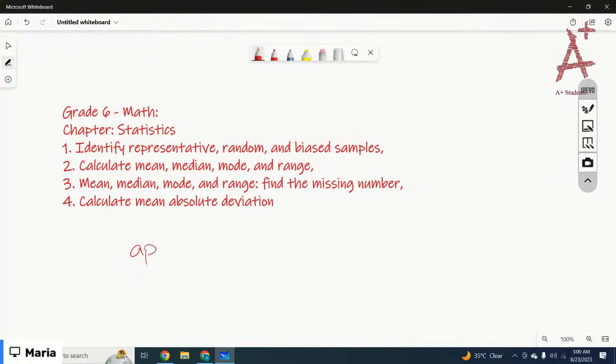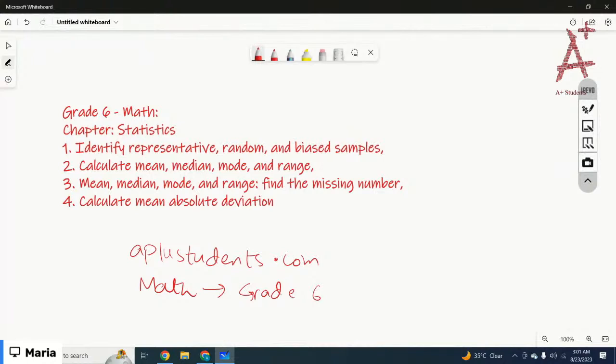You can find all the lessons on aplusstudents.com. You have to log in there using your email address and password as provided by the administrator. Then you have to select math from the subject tab, scroll down to grade 6, and then click on view all lessons. There you can find a list of the chapters.